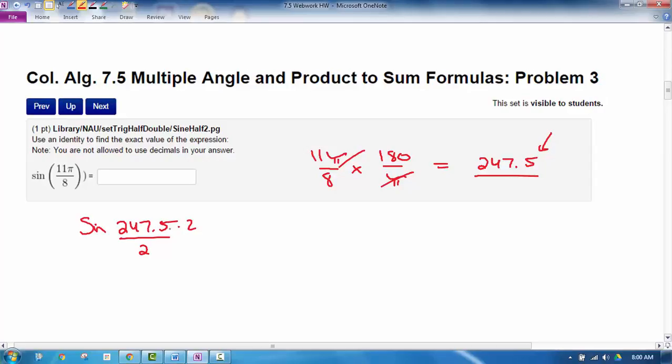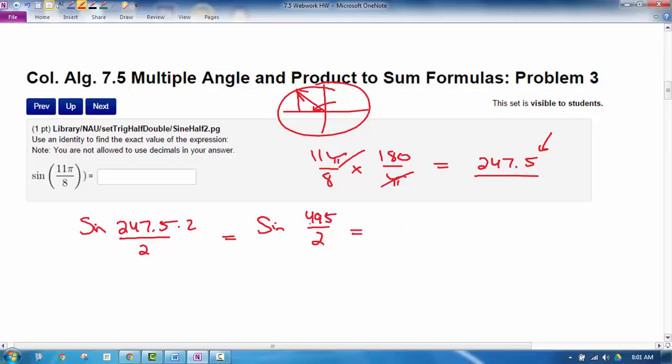That way you can get rid of this negative. And then it becomes the sine of 495 divided by 2. Now if you check 495 on your calculator, if you subtract 360, you get 135. So it's really this angle over here where it's a 45, 45, 90 triangle right there. So that's an exact value we have from our unit circle, so that's good.